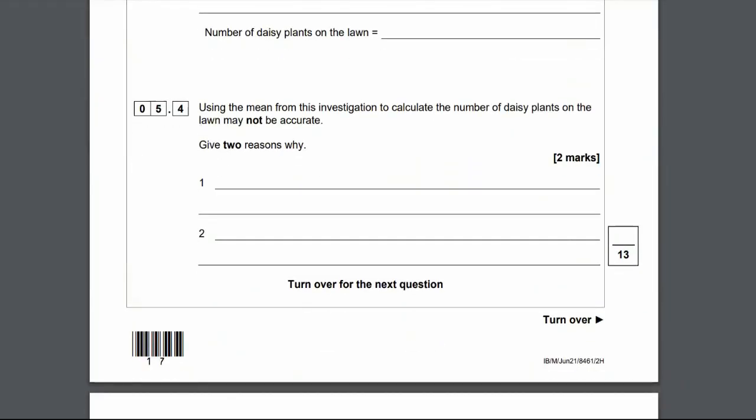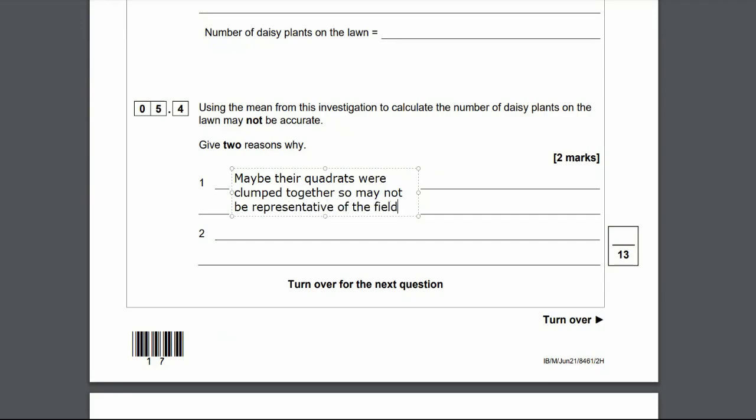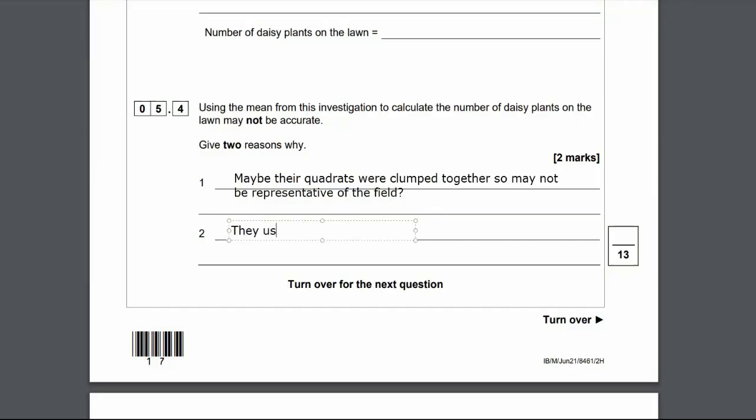Okay. Using the mean from this investigation to calculate the number of daisy plants on the lawn might not be accurate. Why is it not accurate to use the mean? Although they placed 10 quadrats over that lawn, the quadrats could have randomly all ended up clumped together in one corner. And that means that the mean might not be representative of the number of daisies spread across the whole field or lawn. We also have to realize that the quadrats were small.